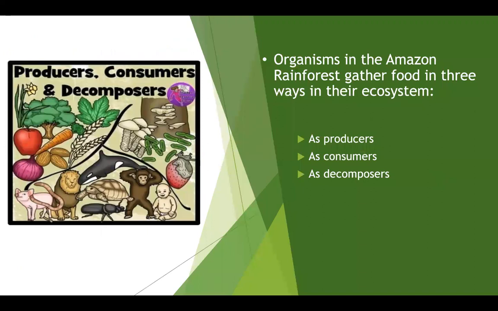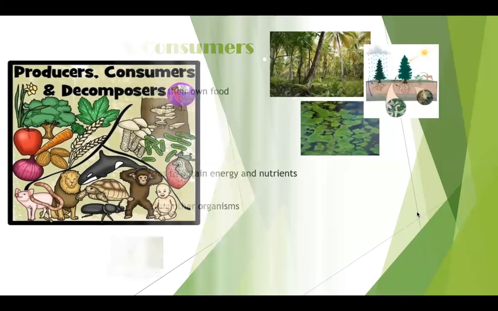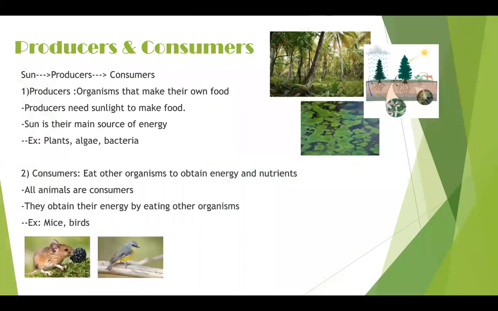So organisms in the Amazon rainforest gather food in three ways in their ecosystem. They start off as producers, and then consumers, and decomposers. Producers are organisms that make their own food. They need the sunlight to make food, and the sun is the main source of energy. As we can see on the right, plants, algae, and bacteria are some examples of the producers.